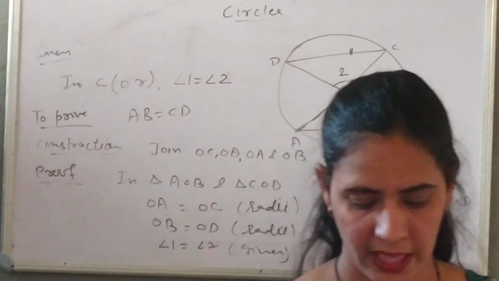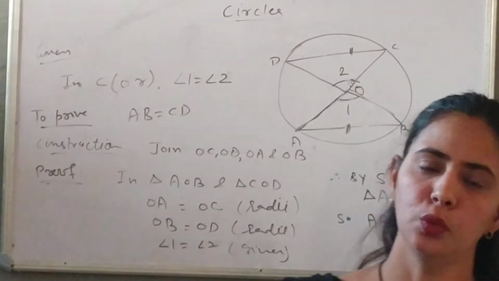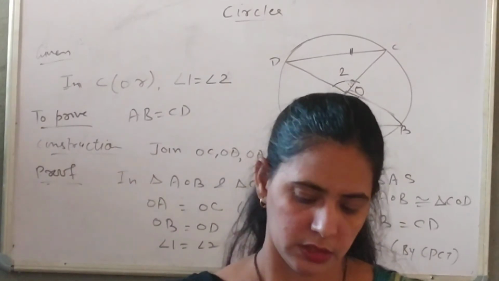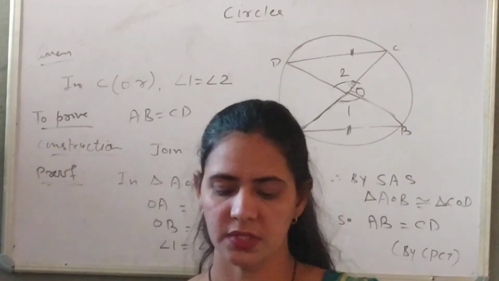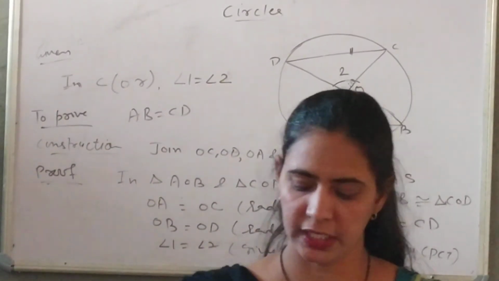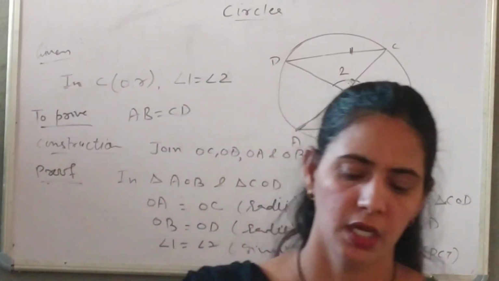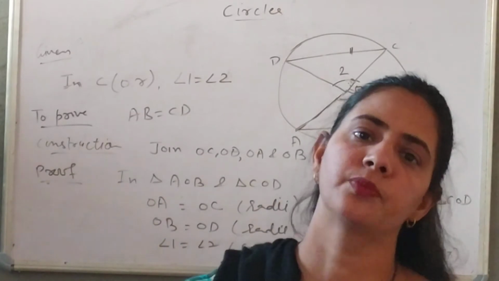Now exercise 10.2. This is based on these two theorems. First question is, recall that two circles are congruent if they have the same radii. Two circles are congruent, figures are the same size and same shape.